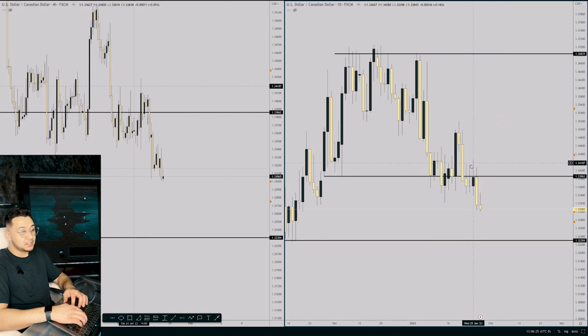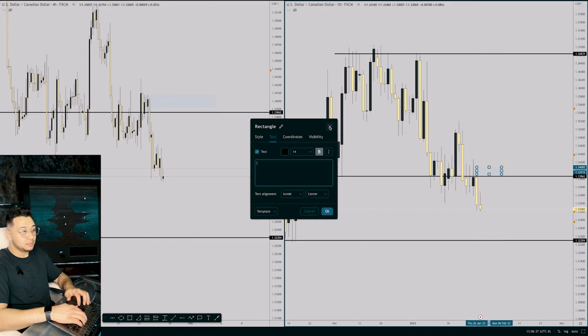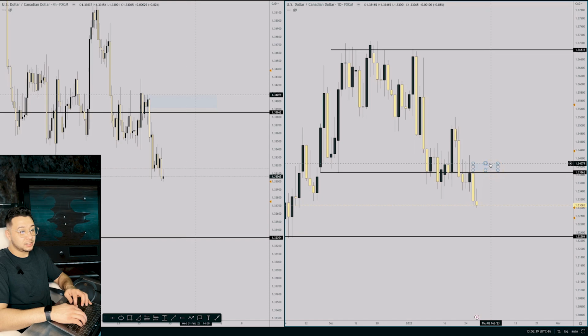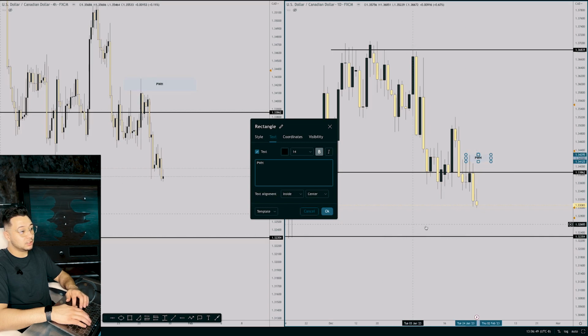Okay, so as you can see, we're making lower highs and lower lows here on USD CAD. Last week we respected this area, made a lower high point, and made a strong move down. So to start trading for the week, you want to mark off your previous week's high, your previous week's low. Well, that's not the high, sorry. Known as PWH, which is your previous week's high. This is our high from last week. I'm going to mark this off as PWH, okay?